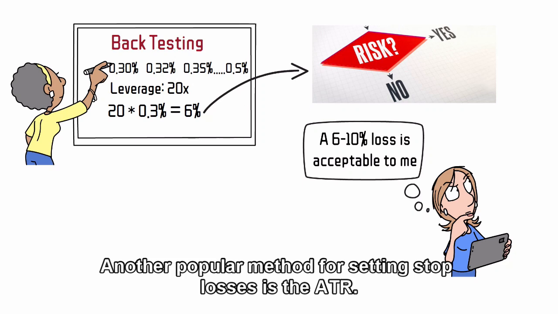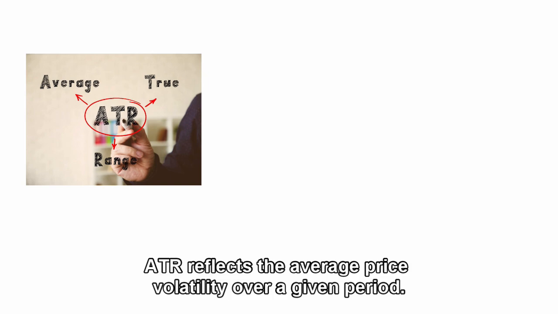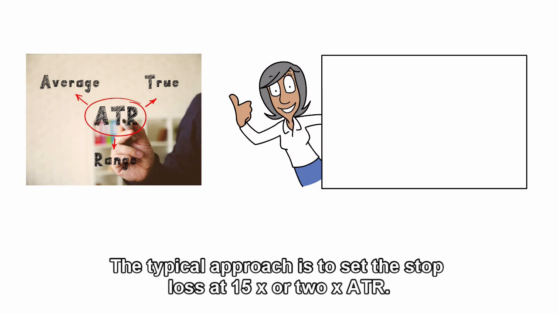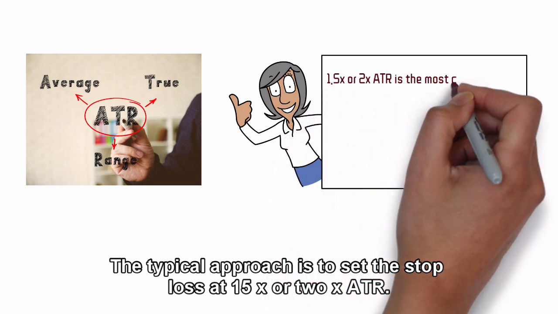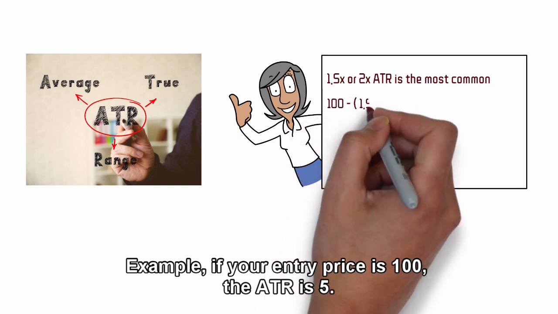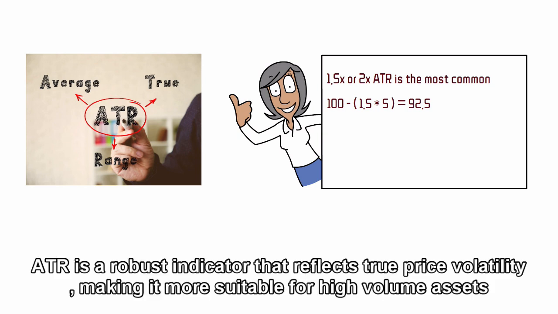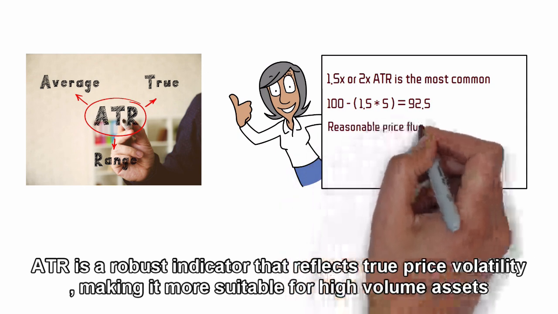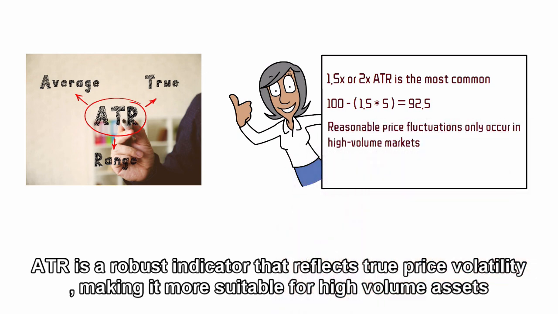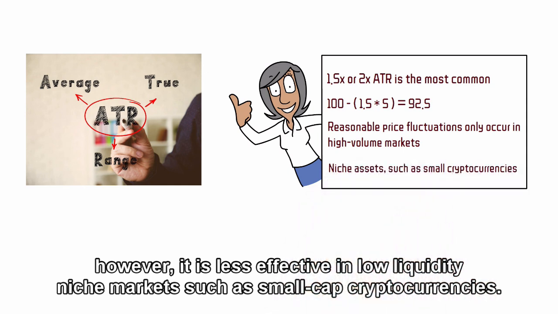Another popular method for setting stop losses is the ATR, Average True Range, indicator. ATR reflects the average price volatility over a given period. The typical approach is to set the stop loss at 1.5x or 2x ATR. For example, if your entry price is 100 and the ATR is 5, setting the stop loss at 1.5x ATR means placing it at 92.5. ATR is a robust indicator that reflects true price volatility, making it more suitable for high-volume assets. However, it is less effective in low-liquidity niche markets such as small-cap cryptocurrencies.